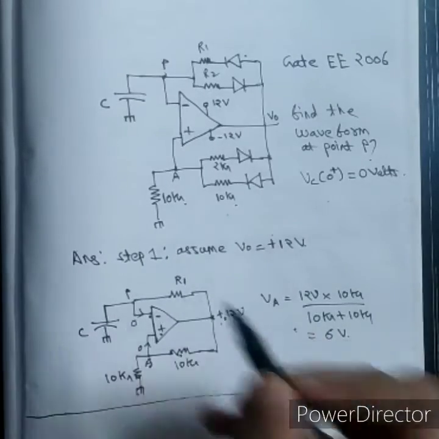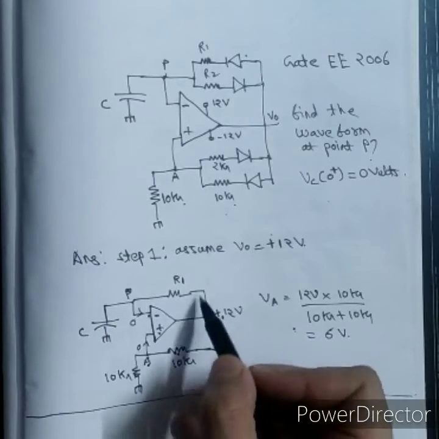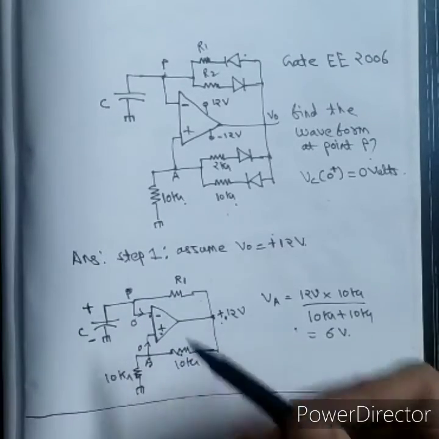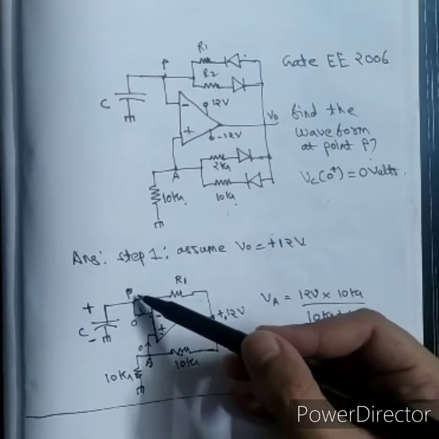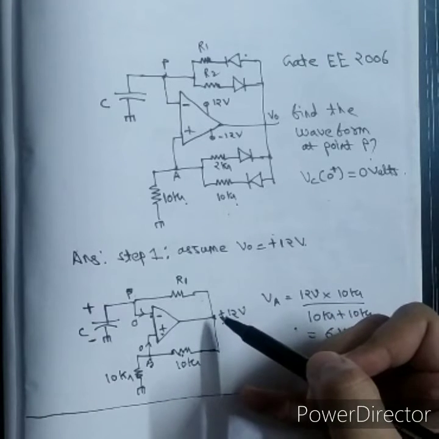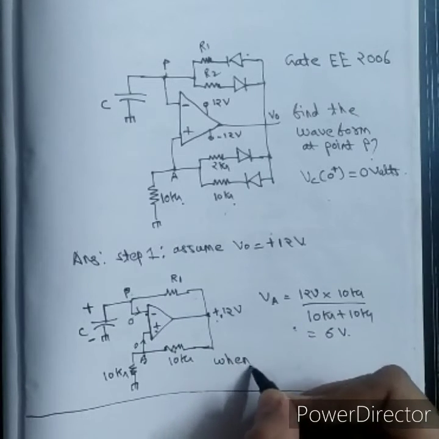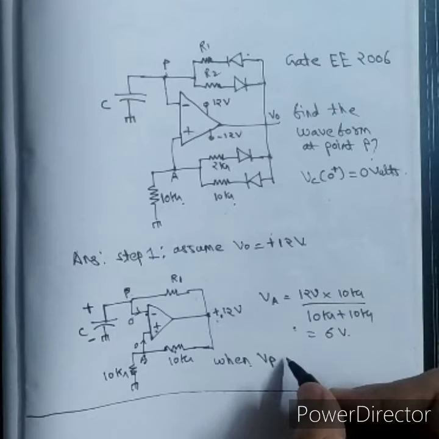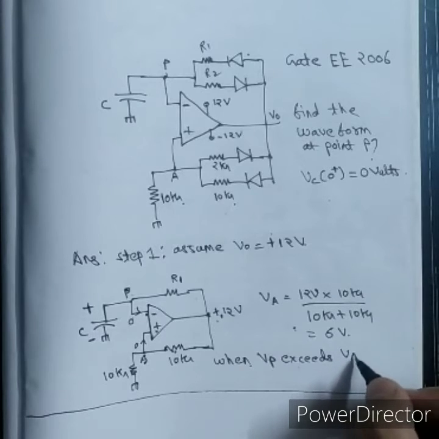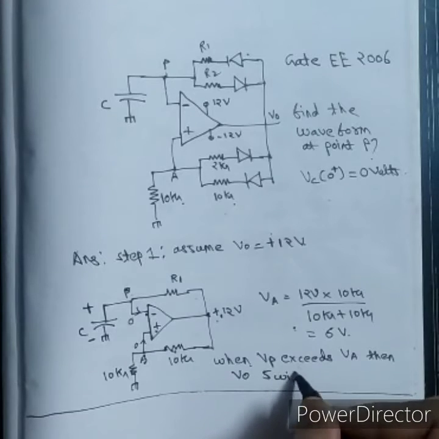Now this is point P. Up to what point will P get charged? So current is flowing like this, so polarity will be like this. So see, if voltage at point P exceeds the voltage at point A, then the output of the op amp will switch. So when VP exceeds VA, then VO switches.